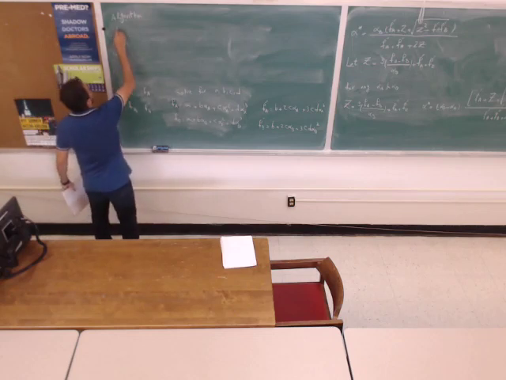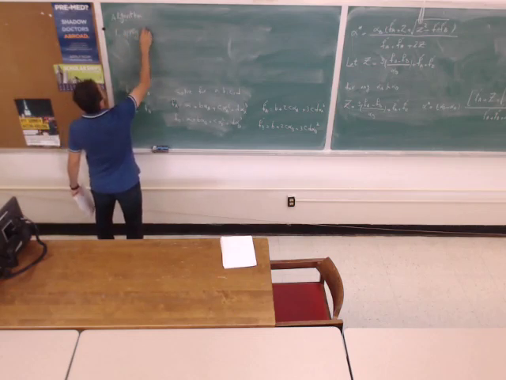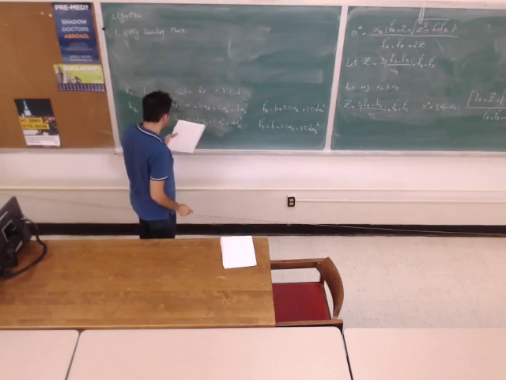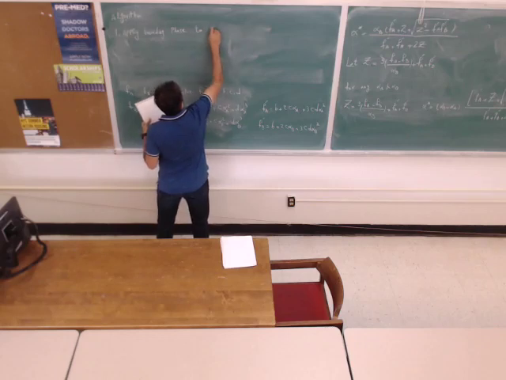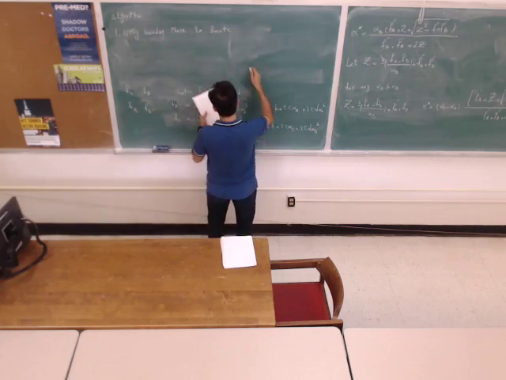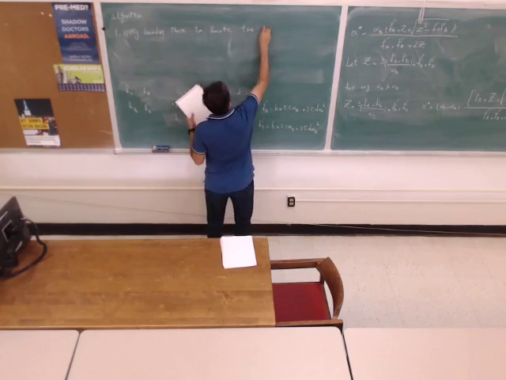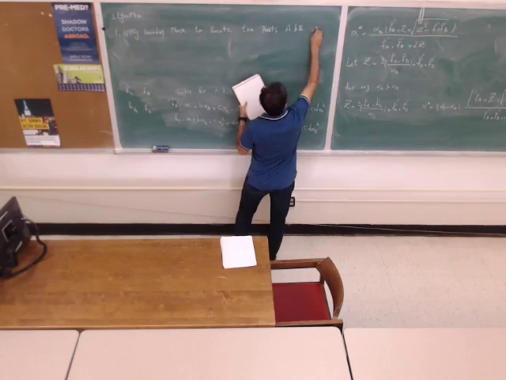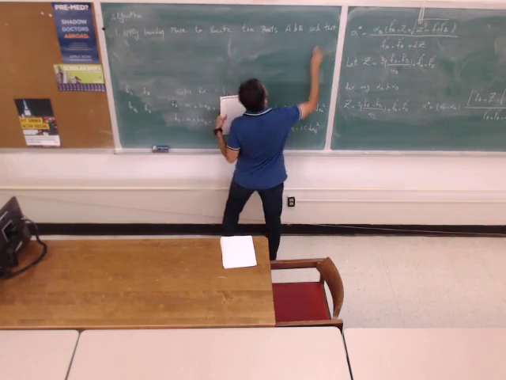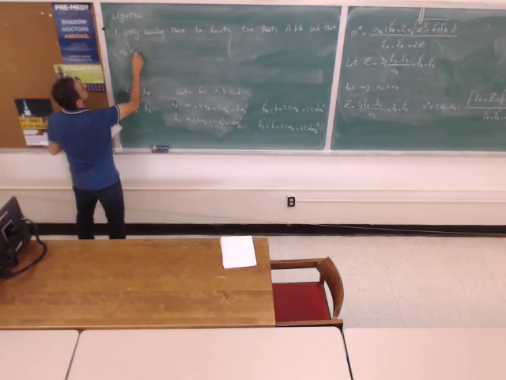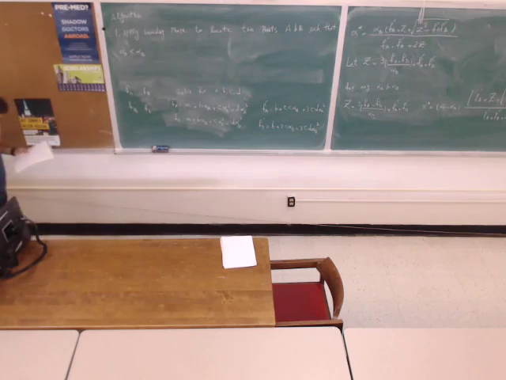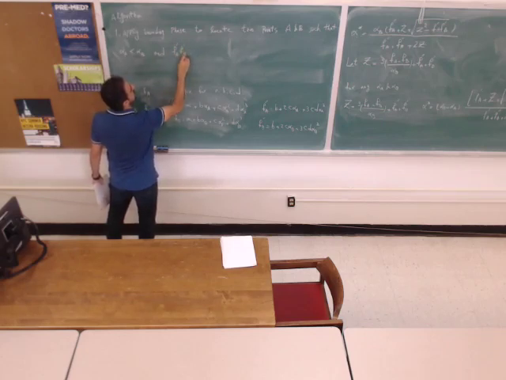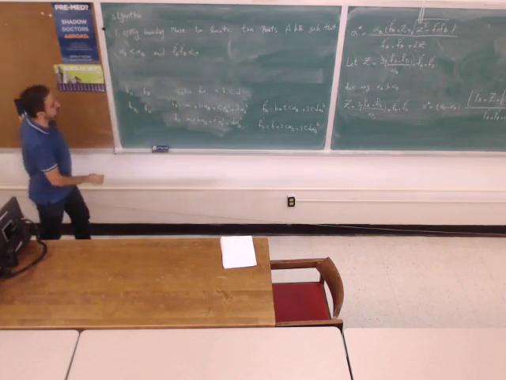Step 1, apply the bounding phase to locate two points A and B such that point A, which we call alpha A, is less than point B, and they have different signs on the first derivative.